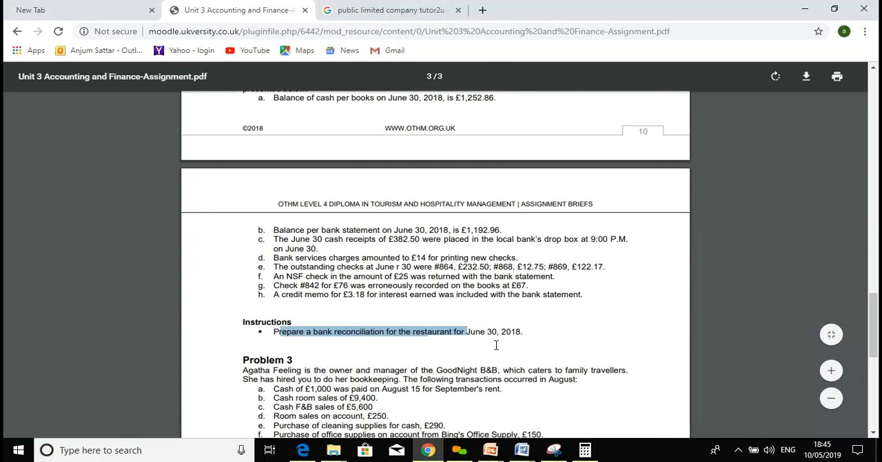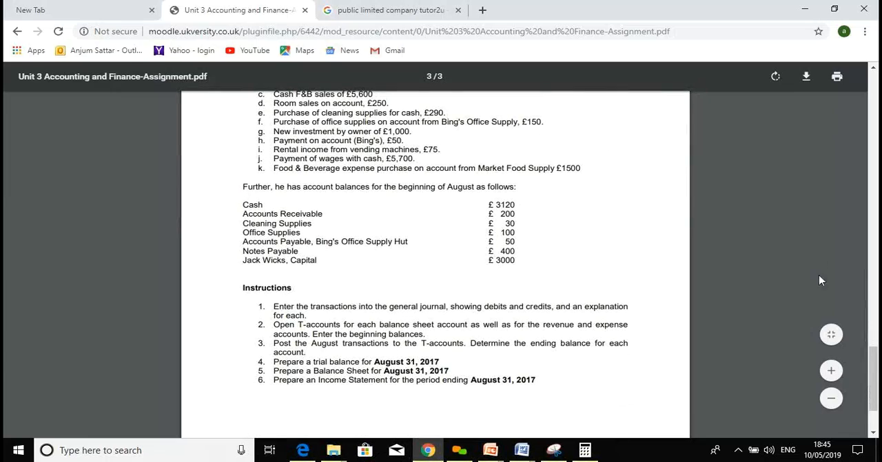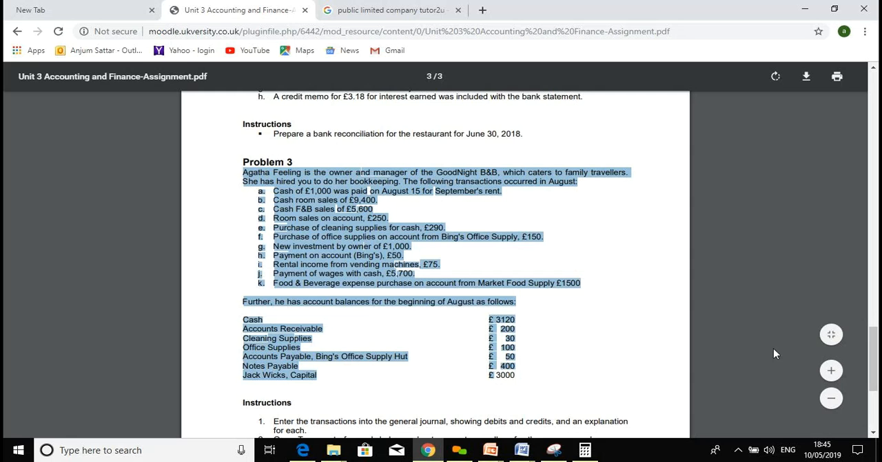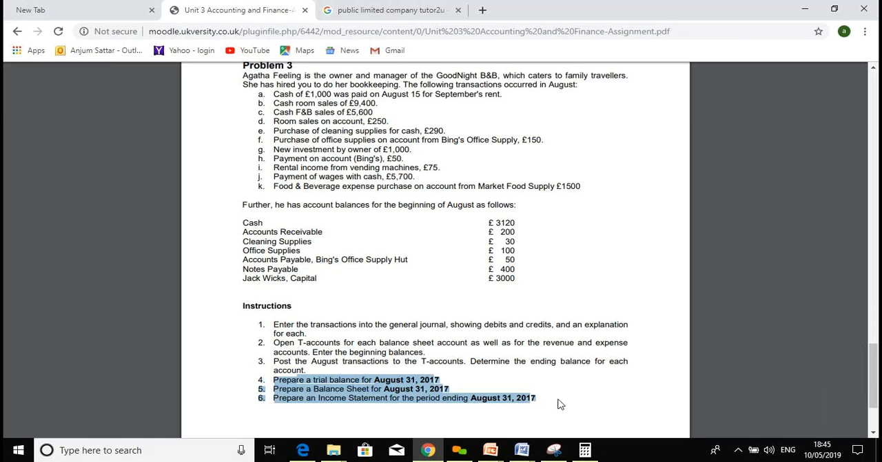I'll go through bank reconciliation with you in the next lesson, and I'll try to be prepared for you, and I'll quickly demonstrate all transactions. Double entry bookkeeping. This we need to record in the general ledger, and then we can prepare the balance sheet and the accounts. All these three statements we need: trial balance, balance sheet, and income statement for this period. Okay.